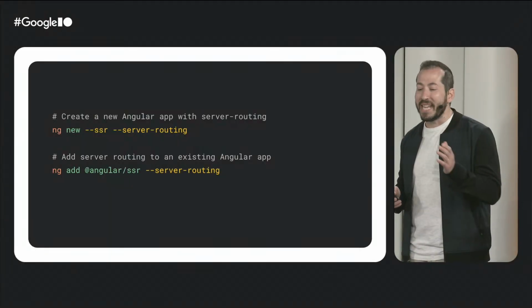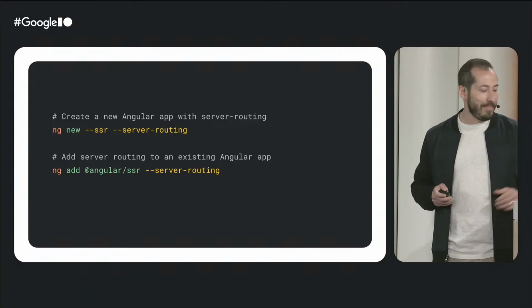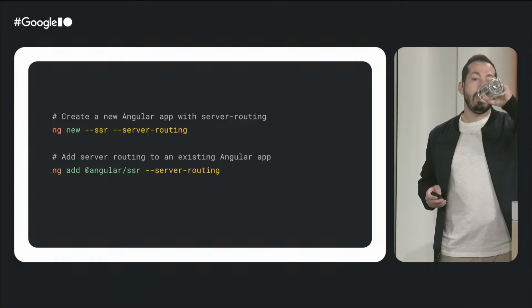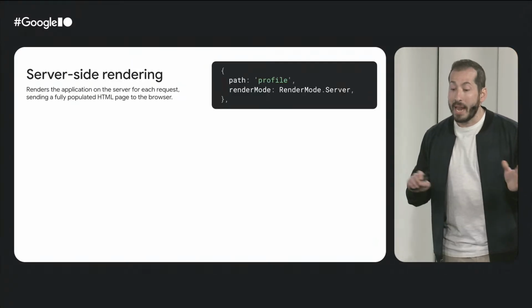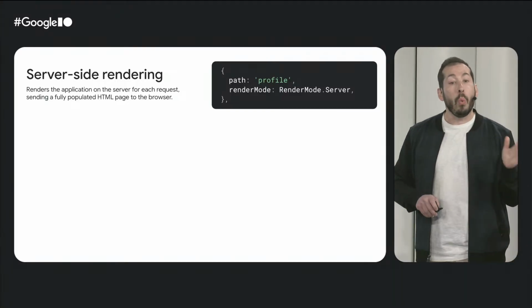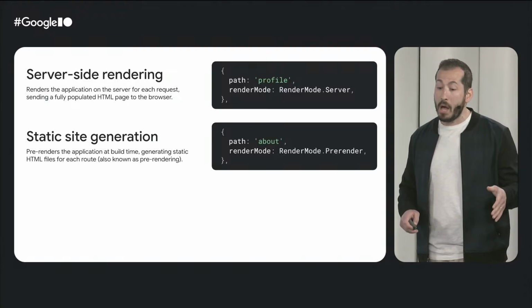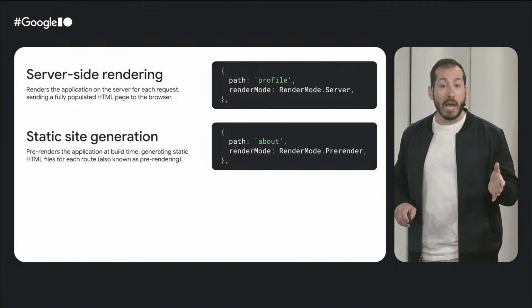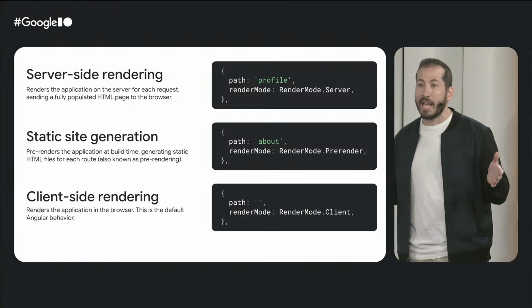And we've got some nifty CLI commands that you can use to easily integrate this functionality into new and existing Angular apps. So once you're set up with server routing, you can use the render mode field to declare which routes should be rendered from the server as fully populated HTML, pre-rendered at build time with static site generation, or rendered in the browser with client-side rendering.